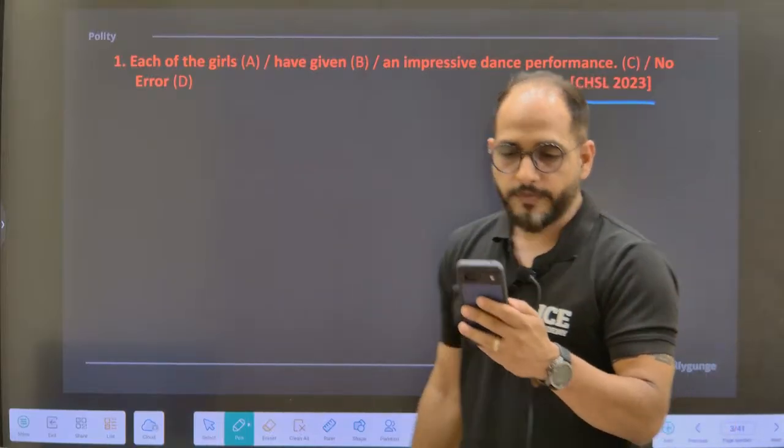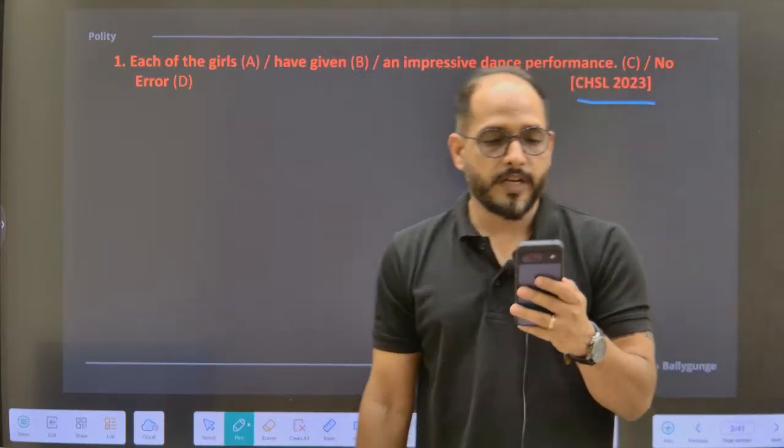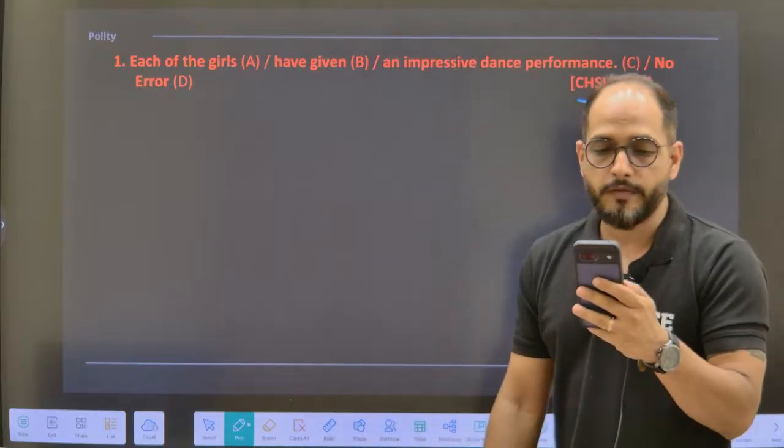Yes, good afternoon everyone. Now start solving the question. It's a very important one and a very good logic lies in here. So start solving it fast.